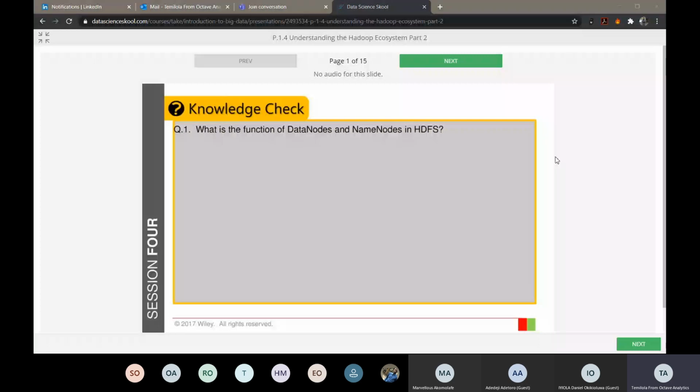Okay. So what is the function of data nodes and name nodes in the Hadoop distributed file system? Can someone help us with that?